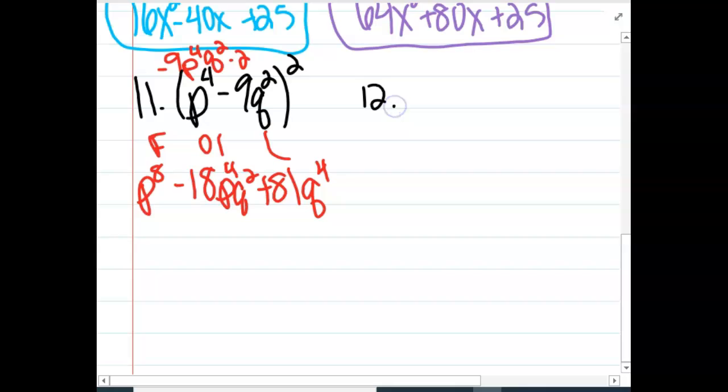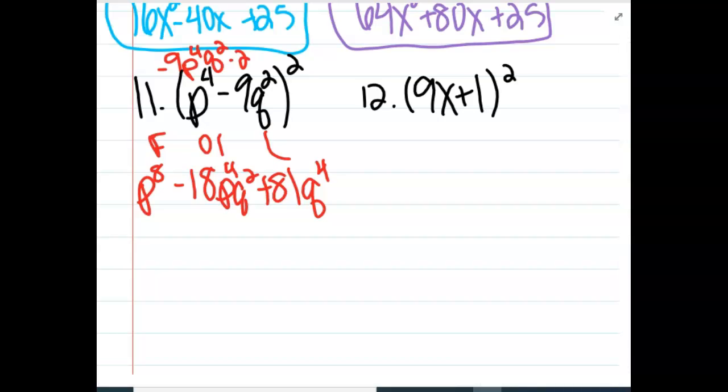Okay, last one. I want you guys to try this one on your own. I want you to try 9x plus 1 squared. And I'll work it out on the board, so once you get your answer, check your answer, and then you can get started on your homework.